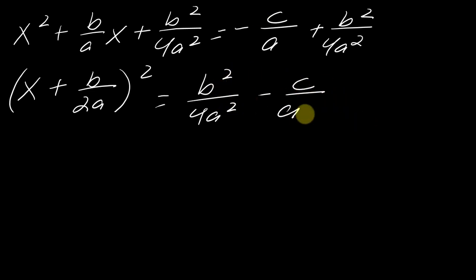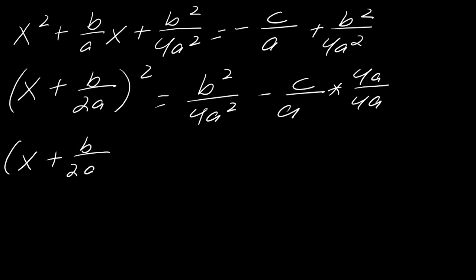Now, I actually want to take this one step farther. I know this is super awkward on this side, but what I would like to do is write this over a common denominator. So let's think about this for a second. I have 4a squared and a, so what's the common denominator between them? Well, it would be 4a squared. So what do I have to multiply this by to get to that common denominator? I would have to multiply the top and bottom by 4a. So let's go ahead and write this out nicely now.